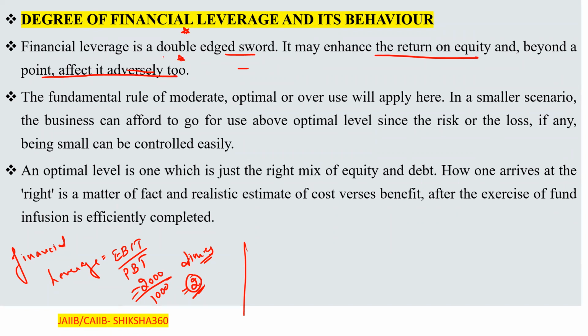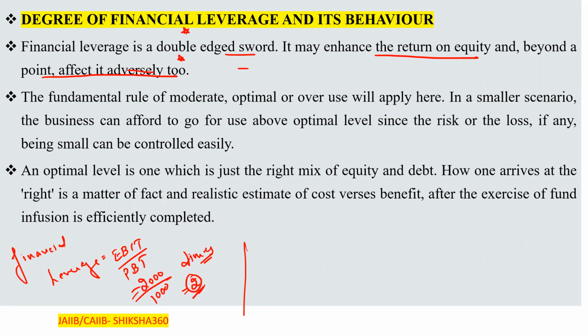It may enhance the return on equity, that is, it may give you more benefit, and beyond a certain point it affects it adversely too. The fundamental rule of moderate, optimal, and overuse will apply here. In a smaller scenario, a business can afford to go above the optimal level since the risk or loss, if any, being small, can be controlled easily.